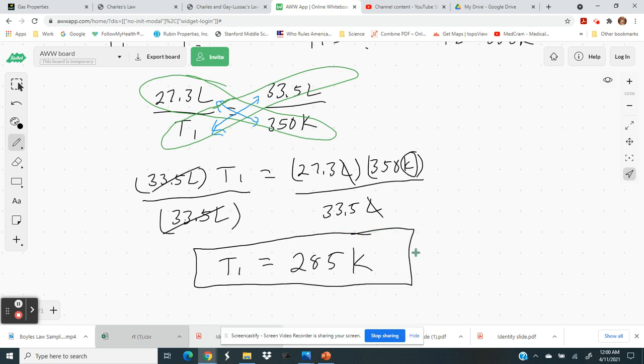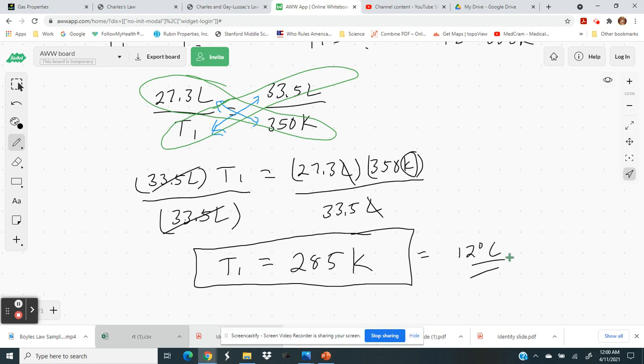If you want to turn that into Celsius, you take 285 and subtract 273. To get from Kelvin to Celsius, you subtract 273, and that's going to give you 12 degrees Celsius. Although this question didn't ask, I just thought I'd throw that in there. So that's how you go ahead and do the problem.